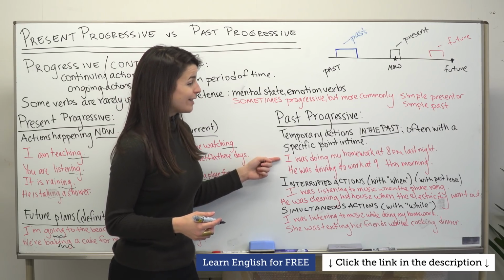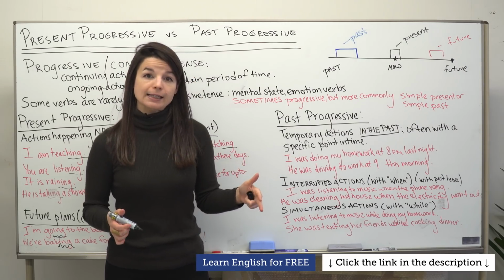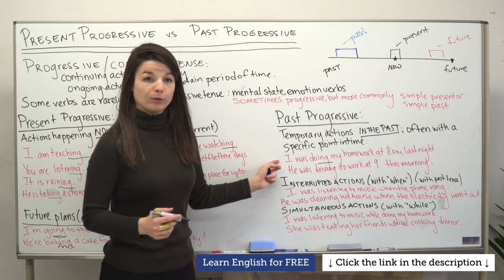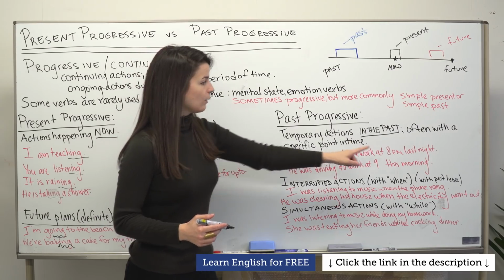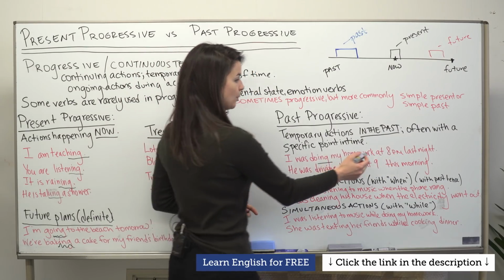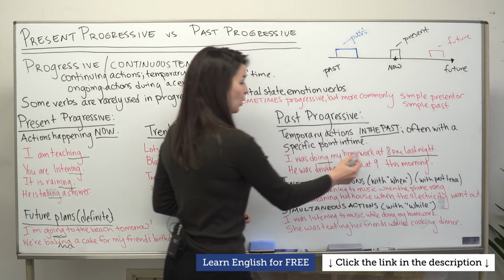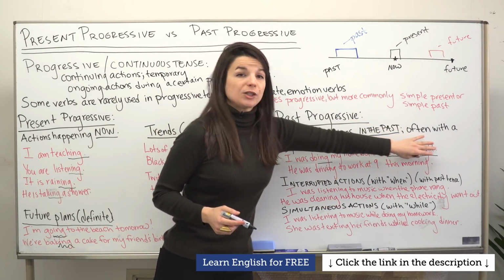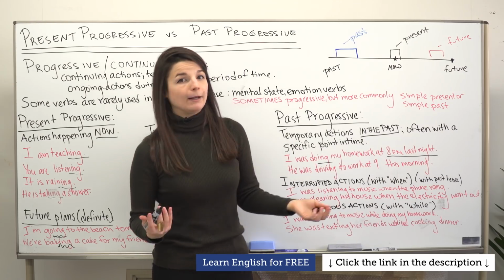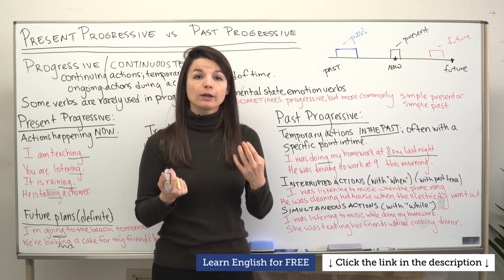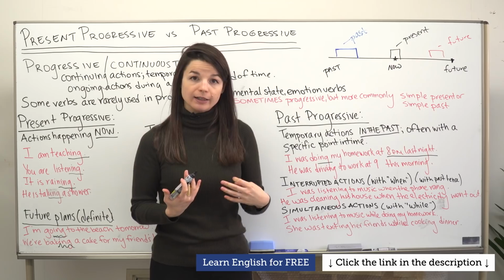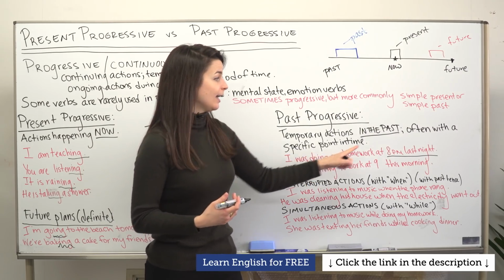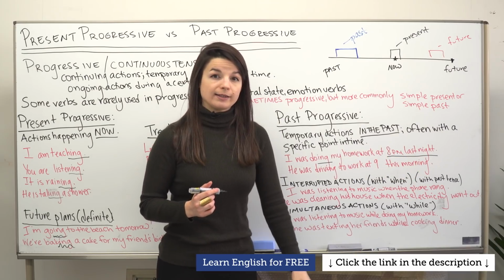First, I was doing my homework at 8 p.m. last night. So here, I was doing my homework. Here is our past progressive tense. And here we have the specific point in time, 8 p.m. last night. So when was I doing my homework? At 8 p.m. last night. If I say I was doing my homework, we don't know when. If I say I am doing my homework, it means now, so it's very clear. Therefore, in the past, we don't know when the action was happening unless we attach a specific point in time.